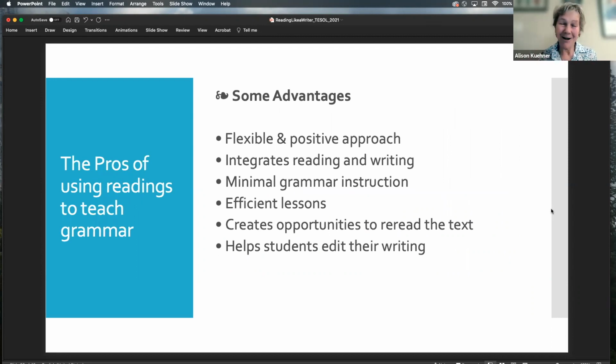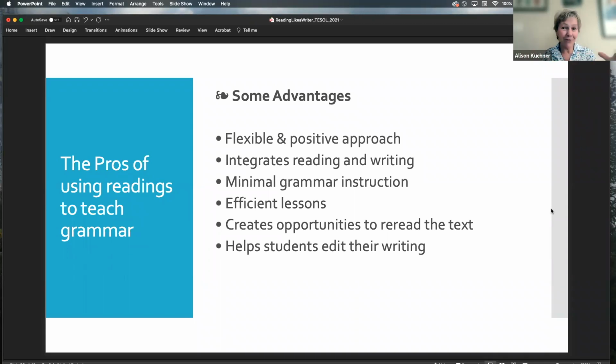I want to kind of wrap up here. I think that using these readings to model the kind of writing you want students to do is a very positive approach. It can be motivating to students and kind of fun and exciting. And it really does integrate reading and writing. You don't need to talk a lot about grammar because a lot of times students can just suss it out.